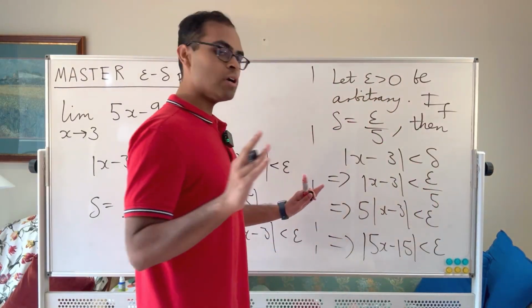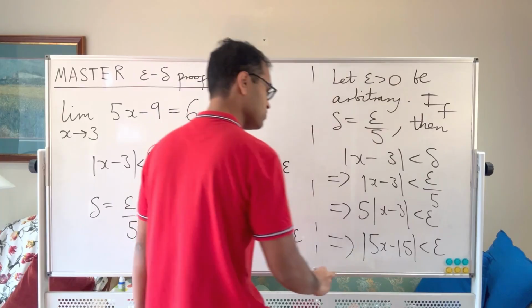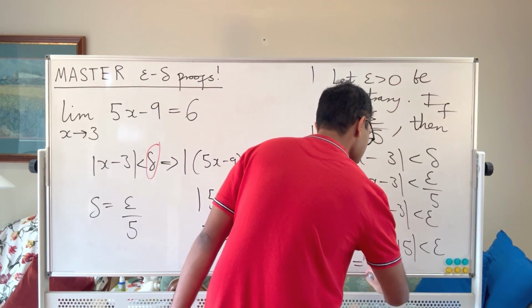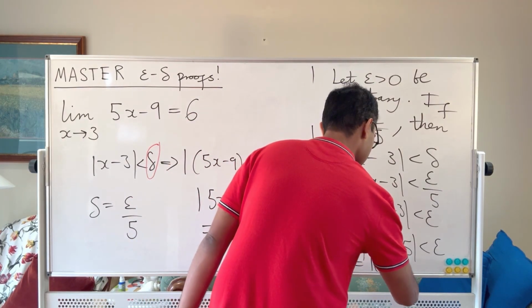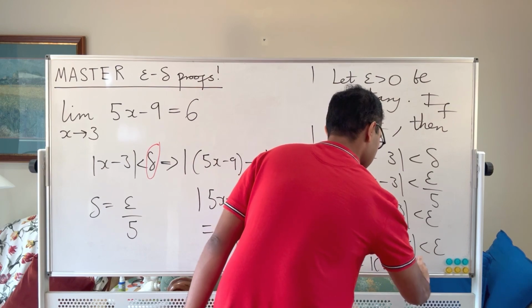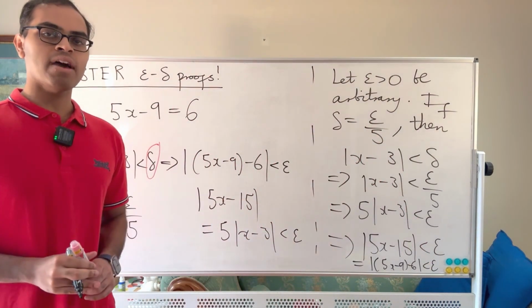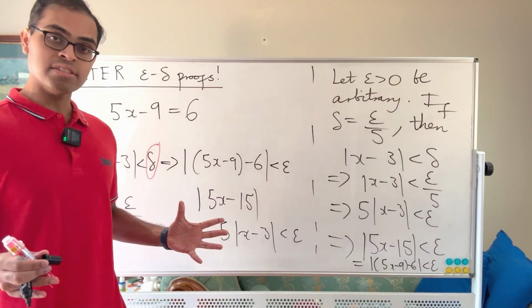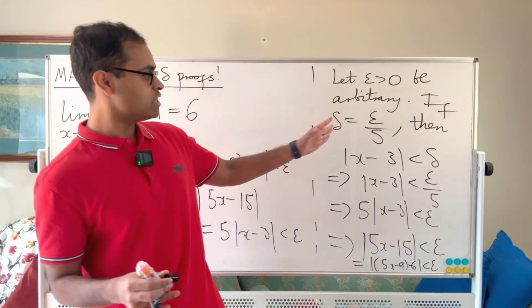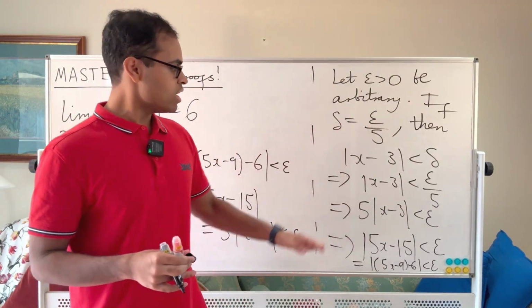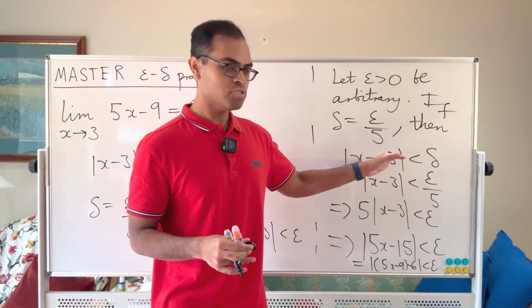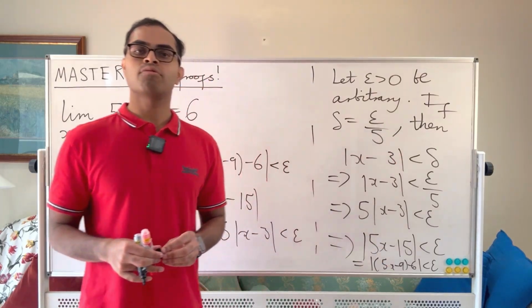So no matter what epsilon we picked, and writing 5x minus 15 is very important, as the absolute value of 5x minus 9 minus 6, that's going to be less than epsilon. So no matter how close I wanted 5x minus 9 to be to 6, I could ensure that if delta was epsilon over 5, then as long as x was that close to 3, then 5x minus 9 would be that close to 6.